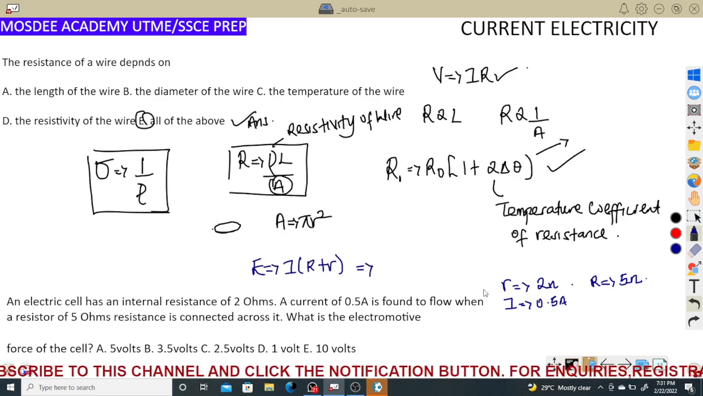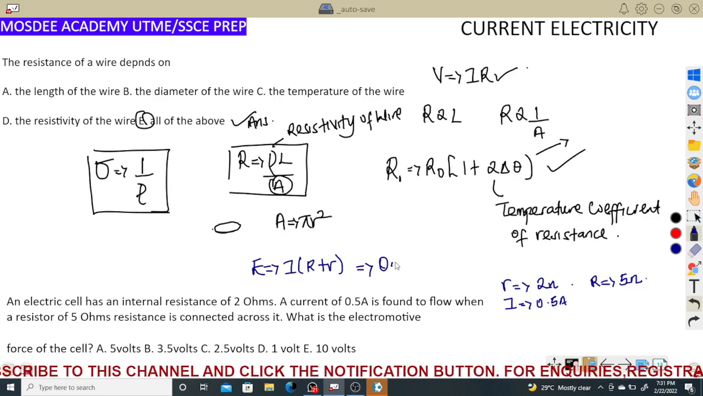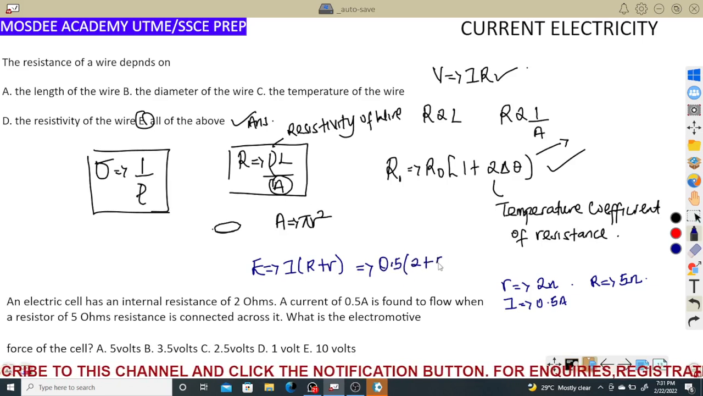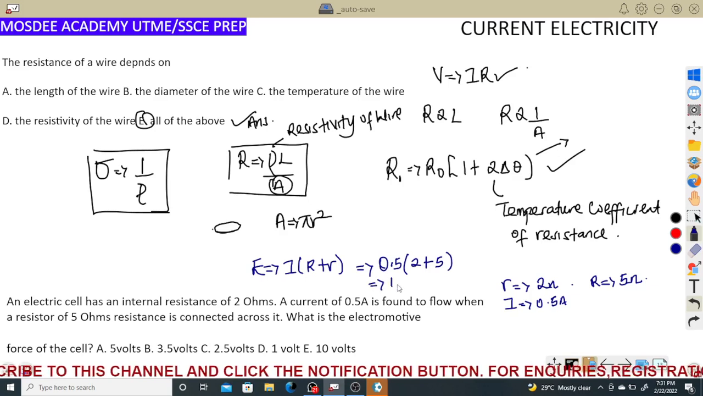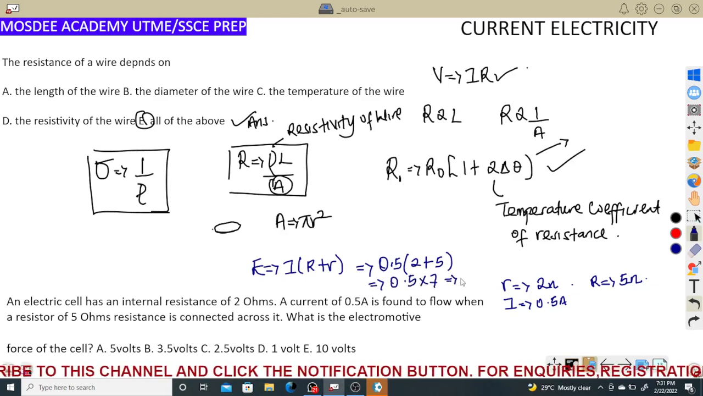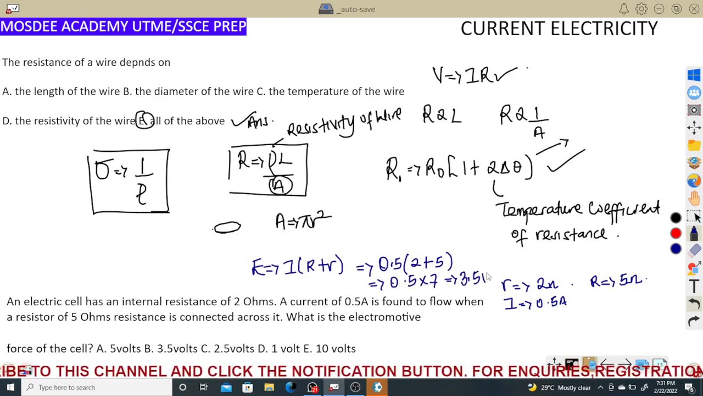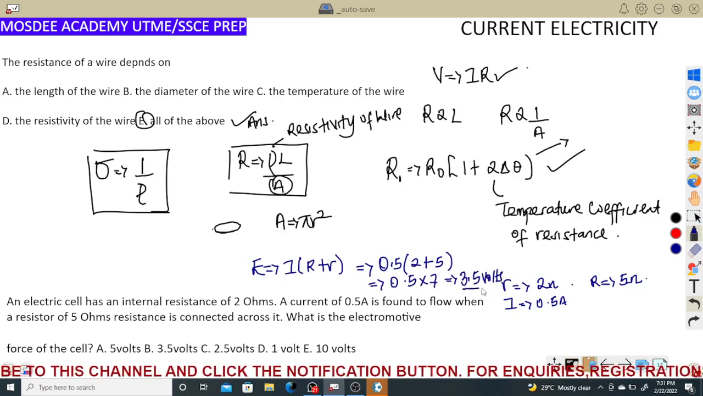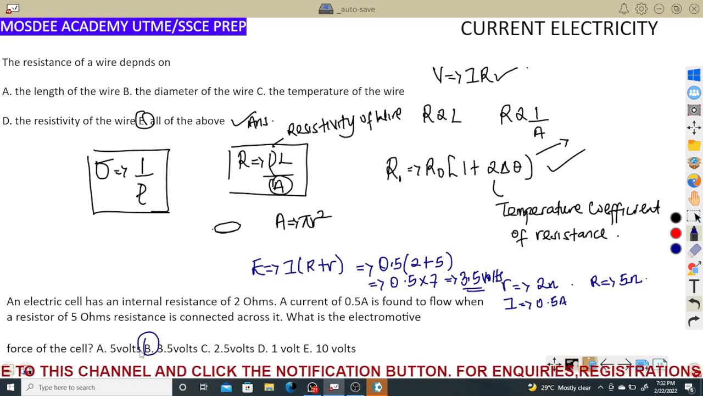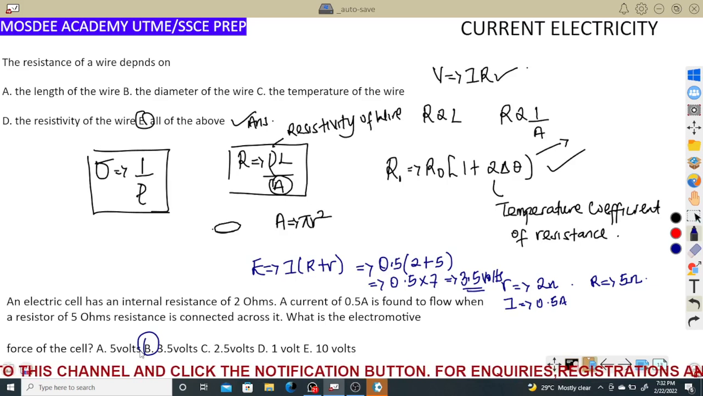You can just substitute the parameters. 0.5 is the current. Small r is 2. Big R is 5. What do I know? I can just say 0.5 multiplied by 7. Without any further ado, this is 3.5. Volt is the unit of electromotive force, and the answer to this is choice B. So my dear students, you can see the way we are doing all these things, they look simple because we have talked about the concept and we have an idea about what we studied in our junior classes.